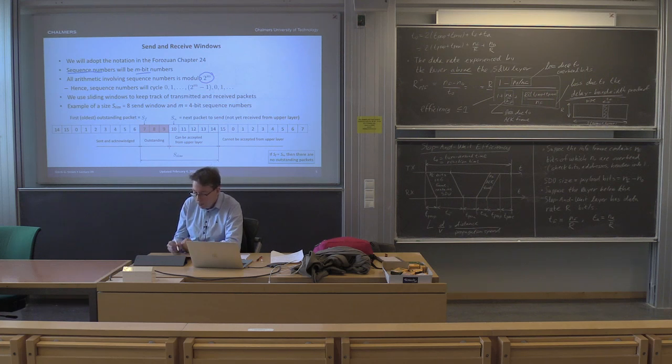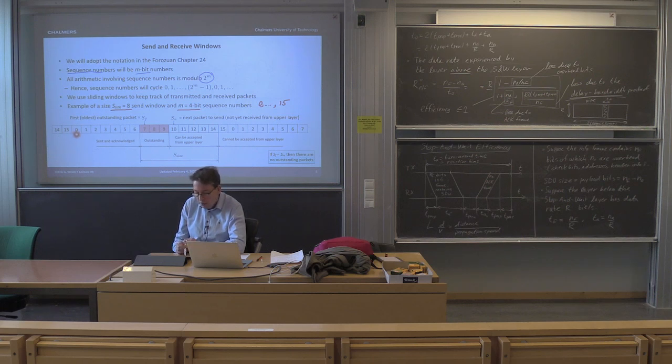We would use something called sliding windows to keep track of the transmitted and received packets. An example of such a sliding window is a window of size 8, which means that it can keep 8 packets in it. So it's a buffer with buffer size 8 packets. And if we use 4-bit sequence numbers, we can enumerate the sequence numbers from 0 up to 15. So these are the sequence numbers we have.